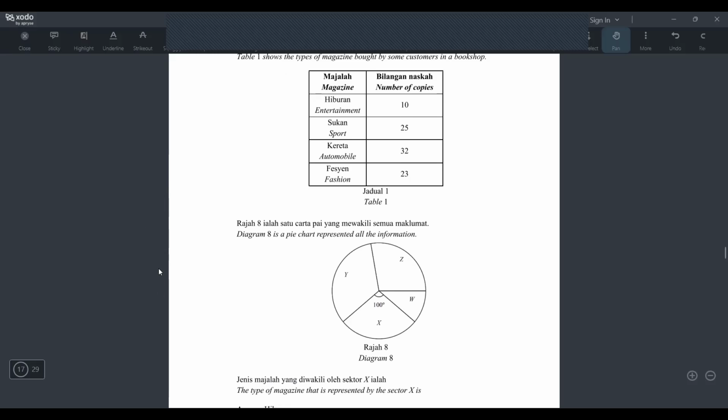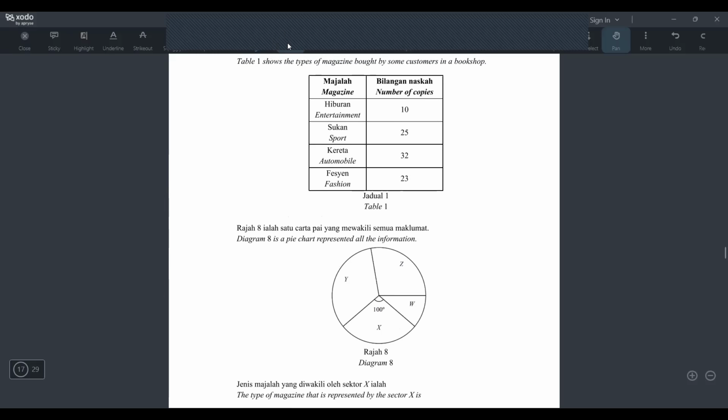Okay, I don't even want to look at the answer. I want to do it by myself. So sector X is 100 degrees, so we know X is actually 100 over 360, because the total angle in a circle is 360, right? So the probability of X is how much? Cut, 5 over 18. So the probability for X is 5 over 18, right?